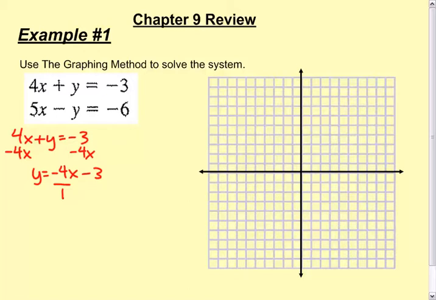Perfect. Robert, help me graph this thing. What do I do? So you're going to go down to -3 on the y-axis. And we're going to go down 4 over 1. Down 4 over 1.